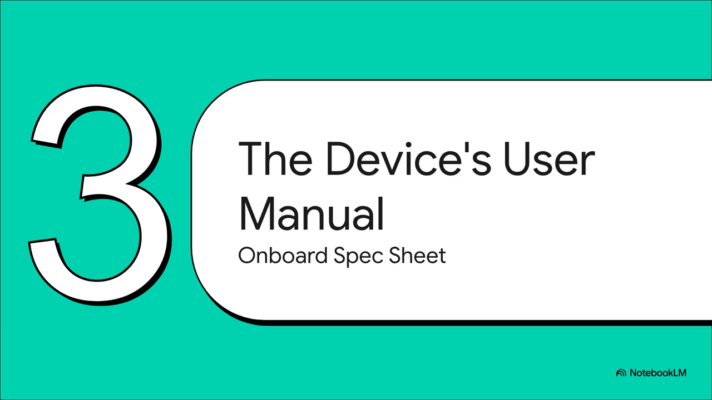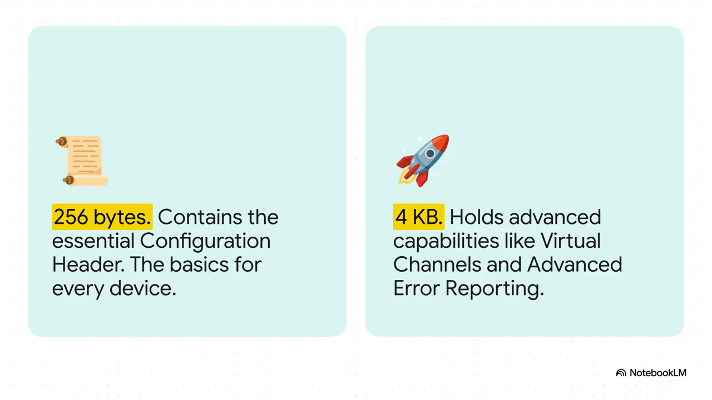Well, turns out every PCI function has its own built-in user manual, like an onboard spec sheet, and this digital manual is called its configuration space. Now, this configuration space actually comes in 2 flavors. First, you've got the basics, a tiny 256-byte area that's compatible with the old PCI standard. It holds all the essential stuff. But then, PCIe introduced a much bigger 4-kilobyte extended configuration space, and this is where all the cool modern features live, stuff like advanced error reporting, virtual channels, and power budgeting.